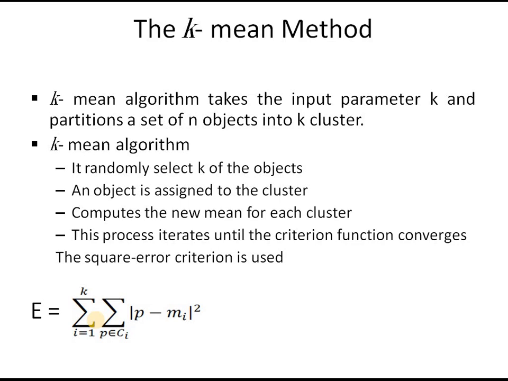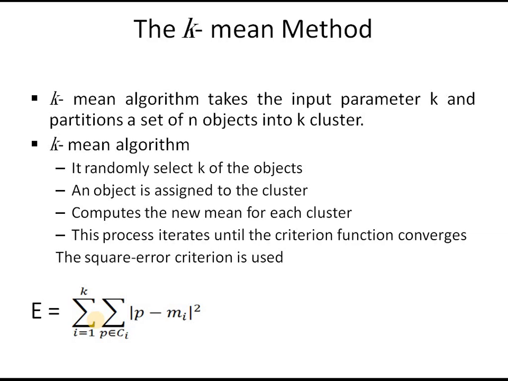The k-means algorithm is as follows. Step 1: it randomly selects k of the objects, each of which initially represents a cluster mean or center. Next, each of the remaining objects is assigned to the cluster to which it is the most similar, based on the distance between the object and the cluster mean. It then computes the new mean for each cluster.